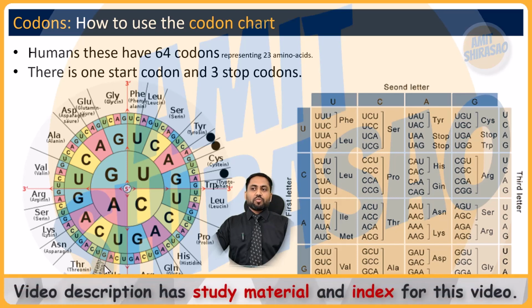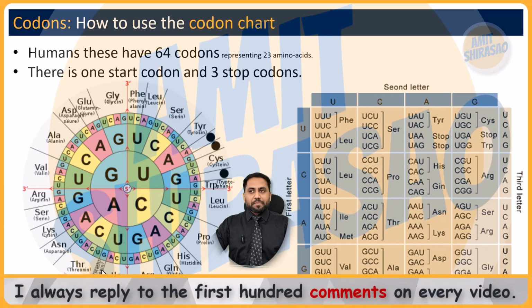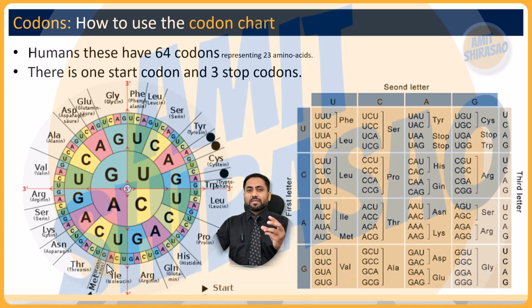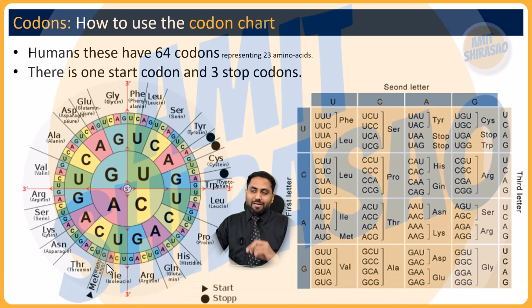Methionine is the amino acid associated with AUG. Got the idea? This also tells you that all the proteins in the human body start with methionine. I don't know why that is the case.